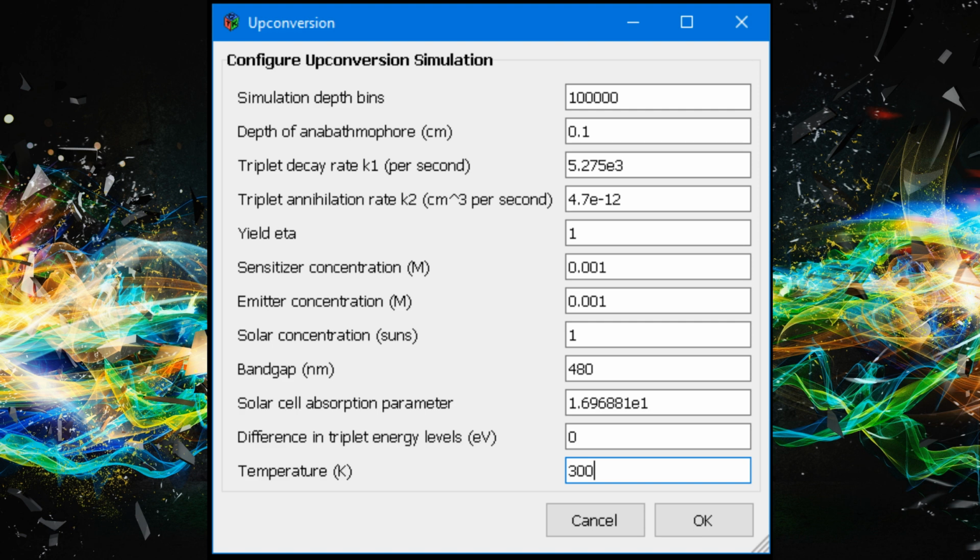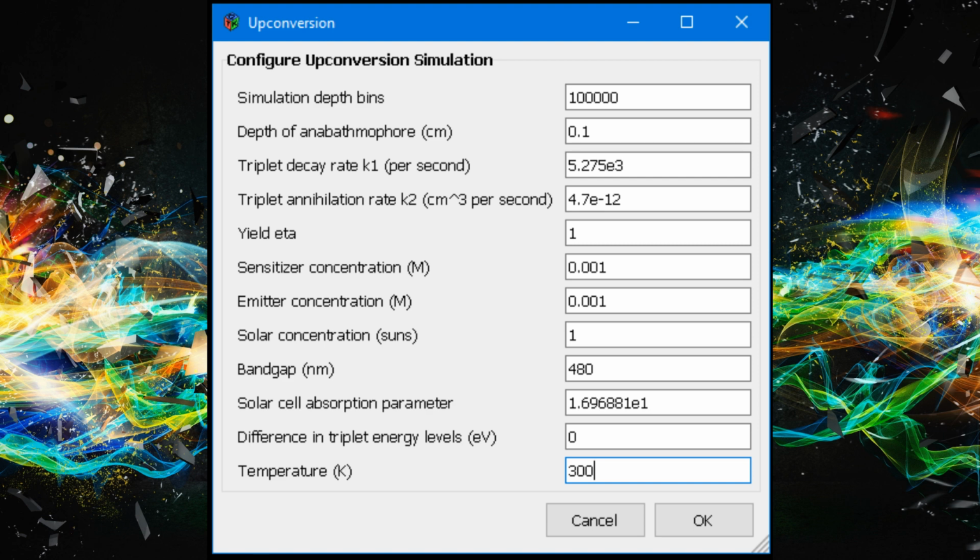Next is the solar concentration. The solar concentration is a measure of how brightly your device is illuminated. That would be the illumination before a solar cell and before the first interface of the device. The unit of solar concentration is suns, which is equal to 1 kilowatt per square meter. This is designed with the assumption that your illumination spectrum is the same as the AM 1.5G standard for solar spectral irradiance. You can change that later on.